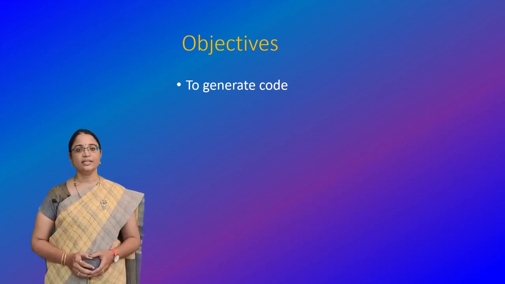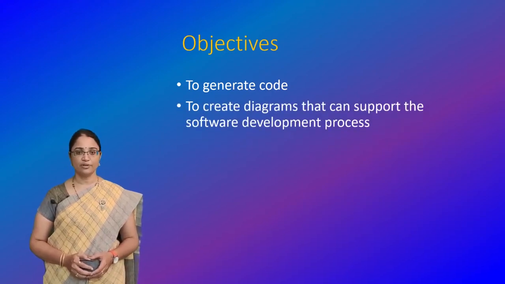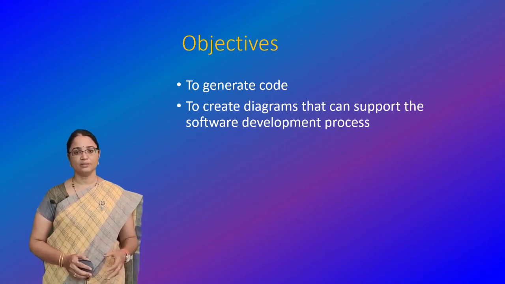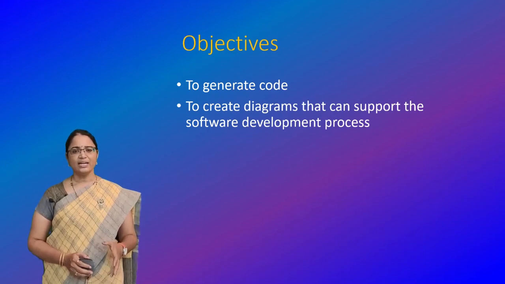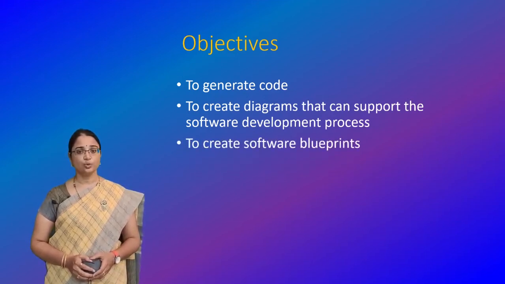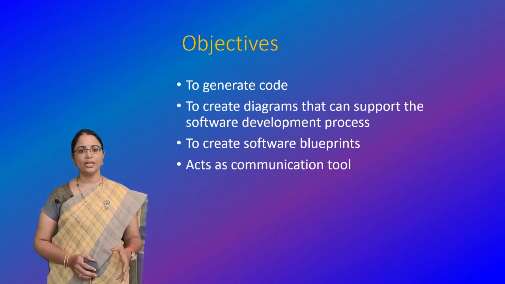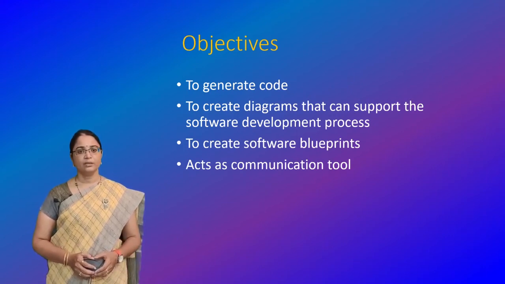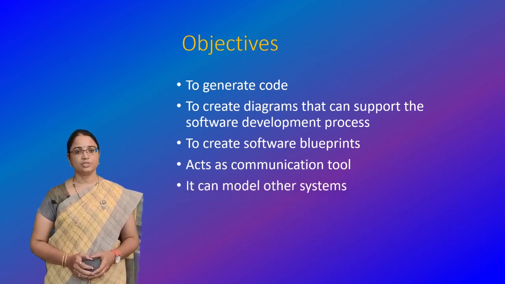It is intended to create diagrams that can support the software development process. However, UML is not a software development process or a development method. Therefore, UML is process independent. A standard language for creating software blueprints. It's a communication tool to communicate among the stakeholders. A language for documenting requirements, architecture, tests, project planning, etc. It is intended for software systems but can model other systems.